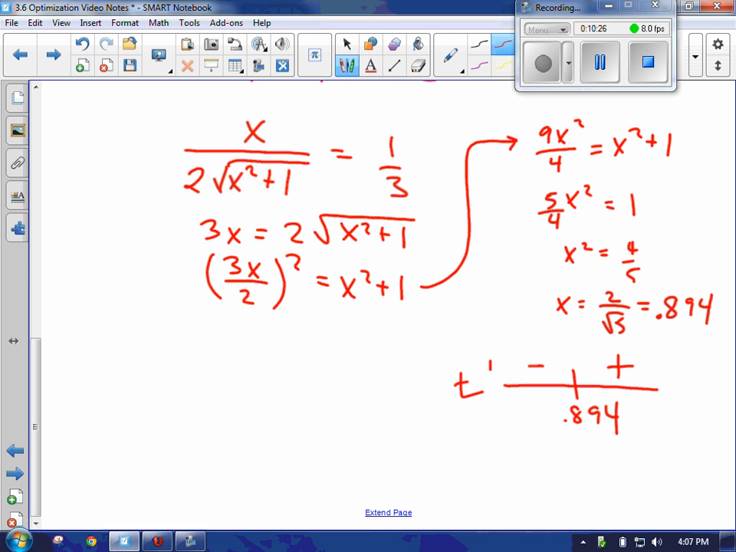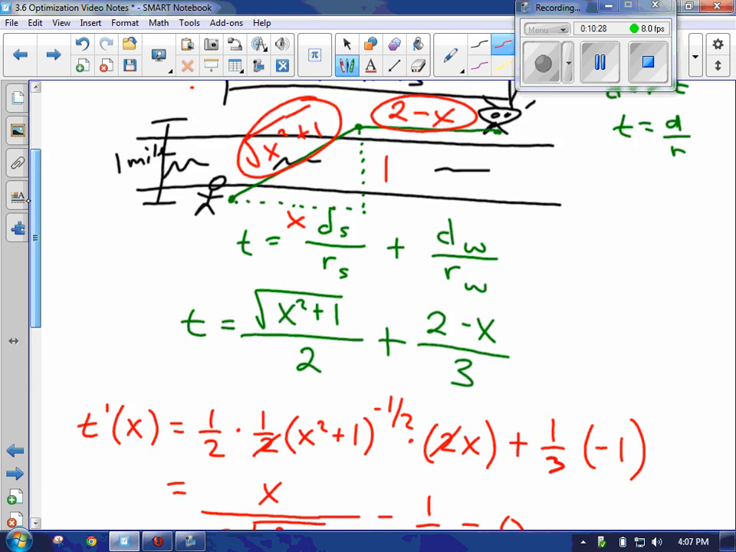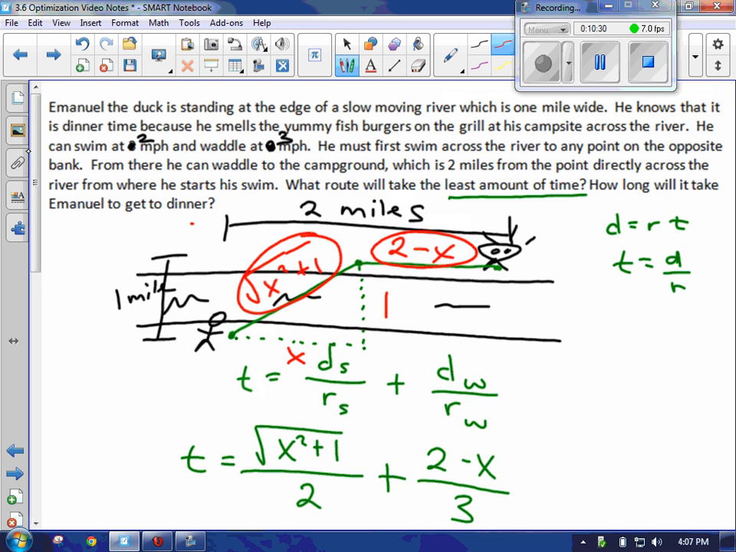So the question is asking what route will take the least amount of time. So we found the x, which actually is neither route. We want to look at the swim and we want to look at the walk. So what I would say in order to answer this question is find the distance that he swam, plugging in for x, and then find the distance that he walked, and then put it all together into a sentence. So let's do that now. Go ahead and find both of those distances.